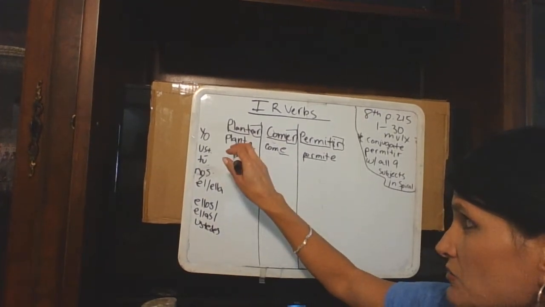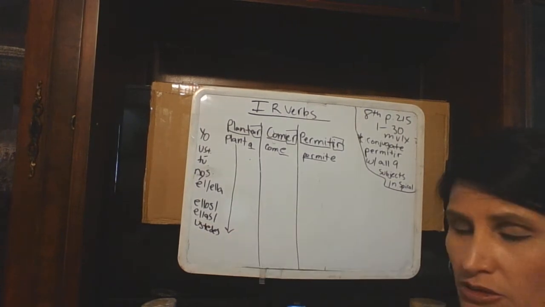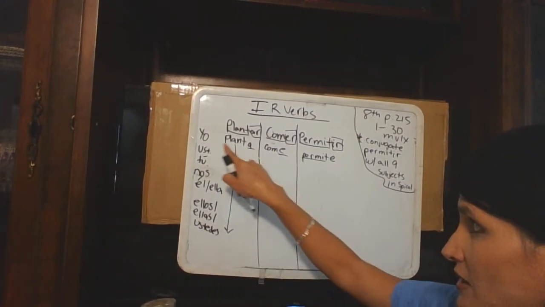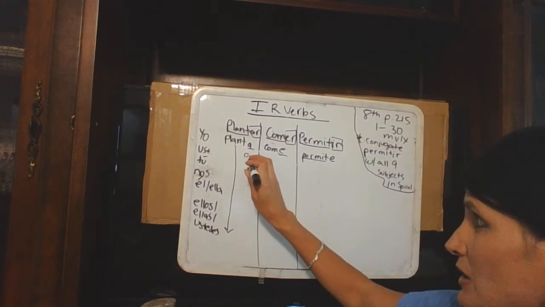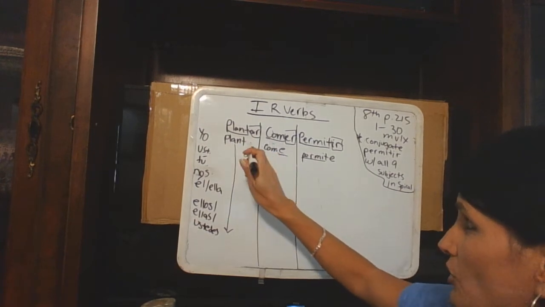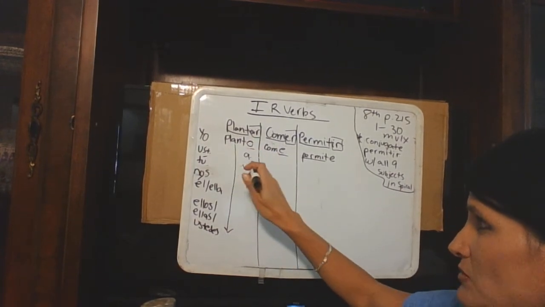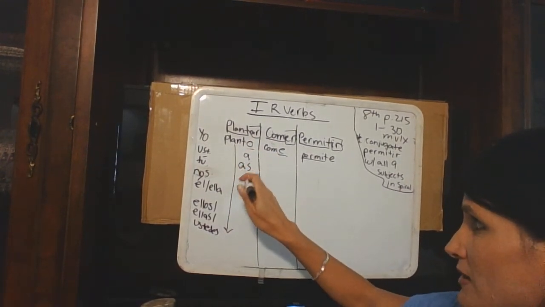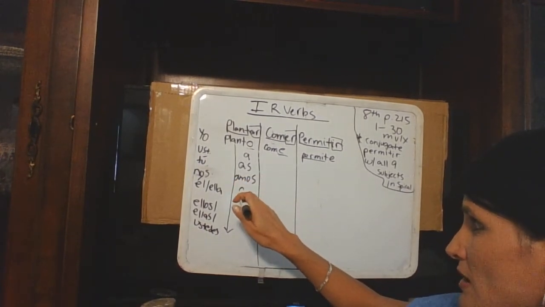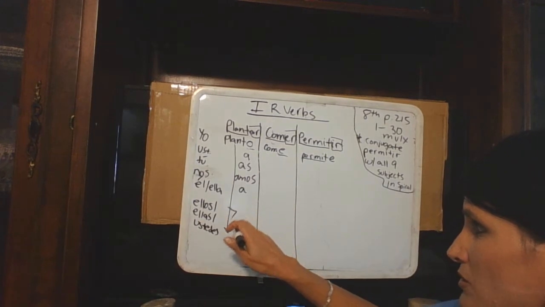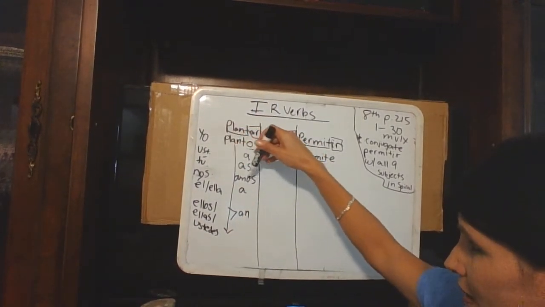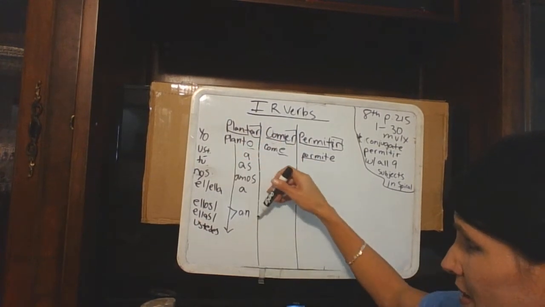Now, we know that the root is plant, so I'm just going to draw an arrow indicating that it's the same root all the way down. I'll change the ending. I'm sorry, this would be yo planto, usted planta, tú plantas. We know that nosotros is always amos, singular is a, and plural is an. So this would be planto, planta, plantas, plantamos, planta, and plantan.